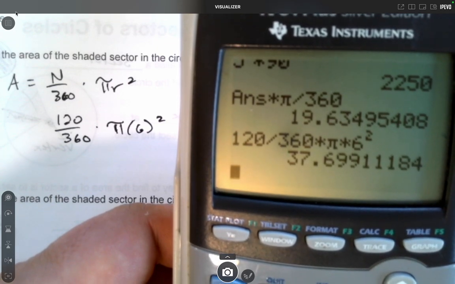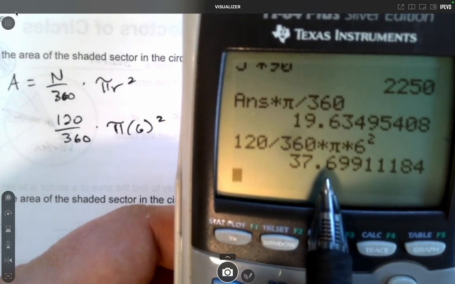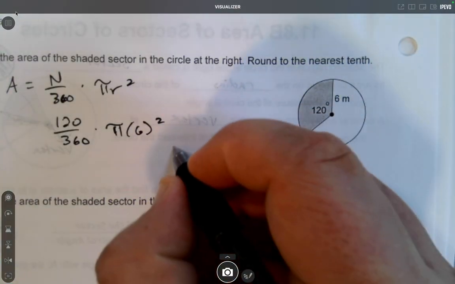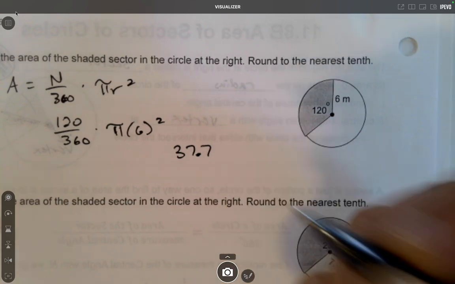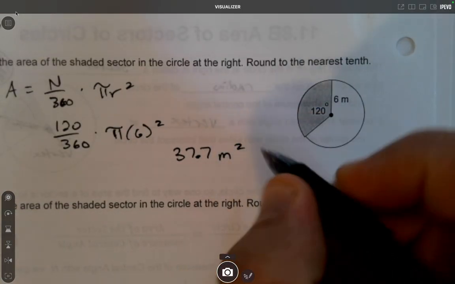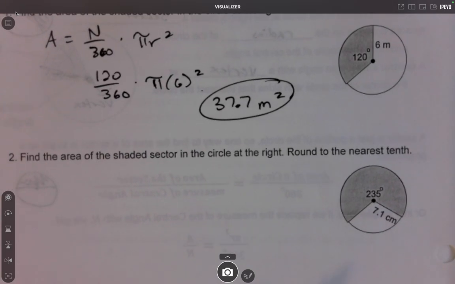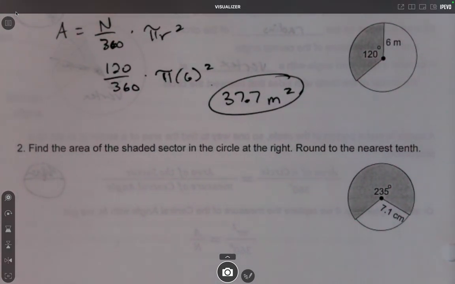Then we round to the nearest tenth. So I see a 6 in the tenths spot, but that 9 tells me to round it up to a 7. So it's 37.7 square meters. Okay, I encourage you to pause and try number 2 on your own.